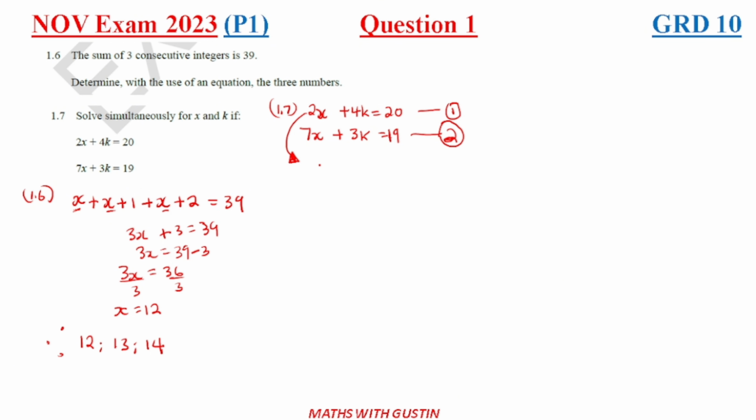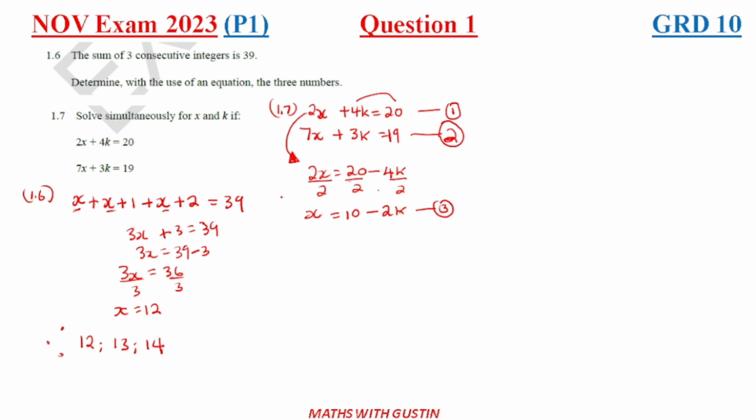So what we're going to do here, we're going to take 4k to that side: 2x is equal to 20 minus 4k. All right, so therefore you can divide everything by 2. I said divide what? Everything by 2. It means x is equal to 10 minus 2k, which gives us equation number 3.